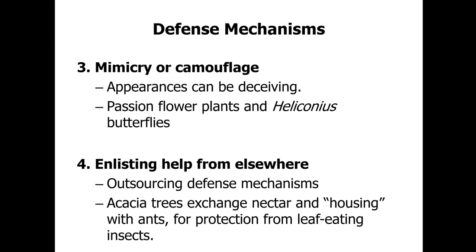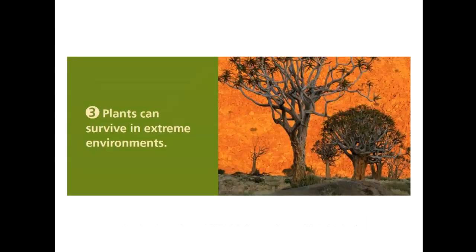Sometimes plants will enlist help from elsewhere, so they outsource their defense mechanisms. For example, the acacia trees exchange nectar and housing with ants for protection from leaf-eating insects.